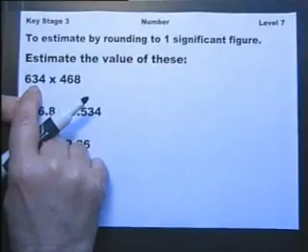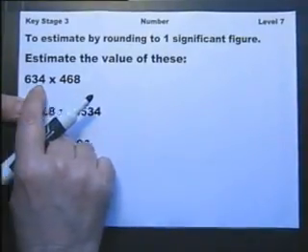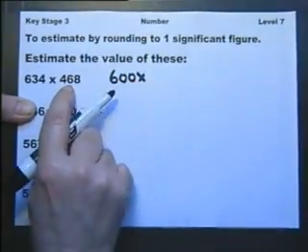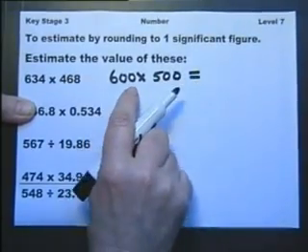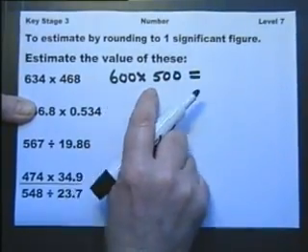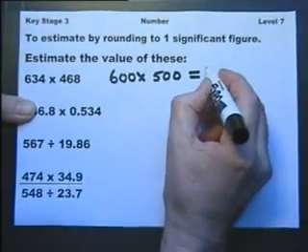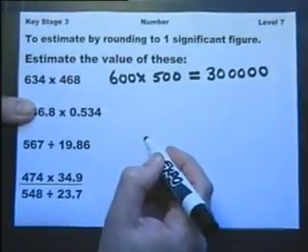So if we want to estimate the answer to this question, we round each part of it to one significant figure. So we end up with 600 multiplied by 500. And the idea is that we can work this out in our heads. If we can't do this in our heads, then it's not a very good approximation. 6 5s are 30, and the appropriate number of zeros at the end.